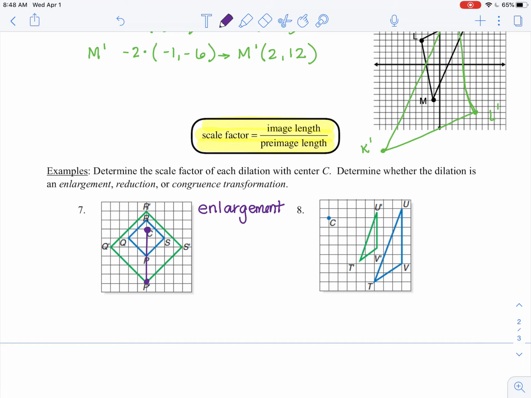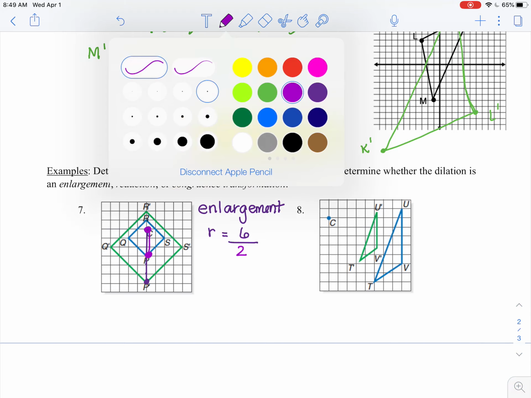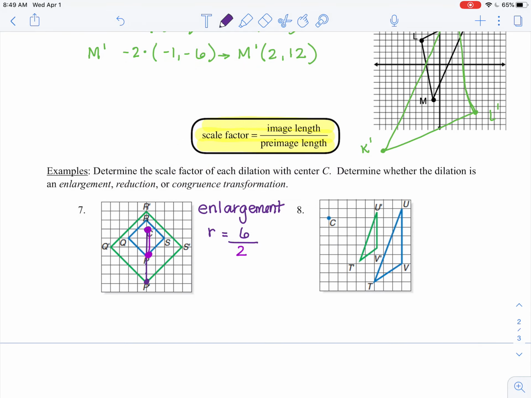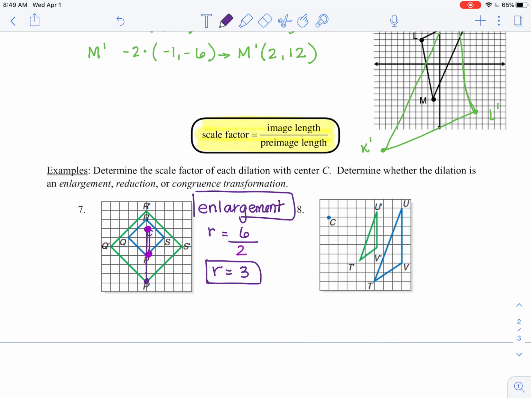So if I measure from the center of dilation C out to a point on my image, P prime, I get 1, 2, 3, 4, 5, 6 spaces. So one of the measurements from my image is 6 units long. If I find the corresponding measurement for my pre-image from C to P, it is 2 units long. And when I divide those out, my scale factor is 3. So this is an enlargement by a scale factor of 3.